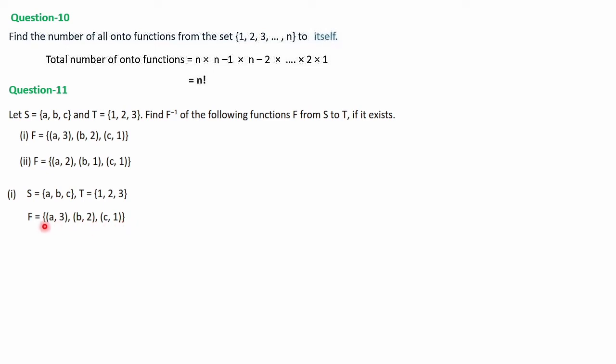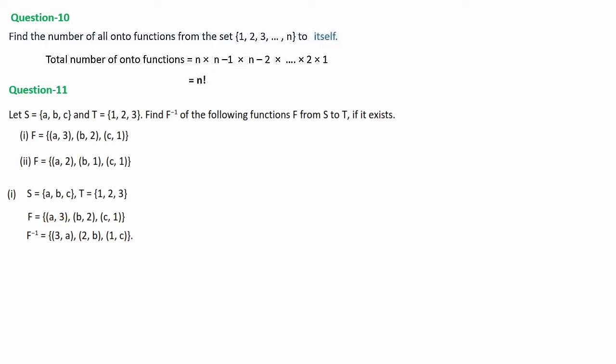First of all, we have to check whether the inverse exists or not. So here f of A is 3, f of B is equal to 2, and f of C is equal to 1. If you give input B we will get the image 2, and if you give input C we will get the image 1, which means all are having unique images. So the inverse exists. F inverse means just reverse it, that's all.